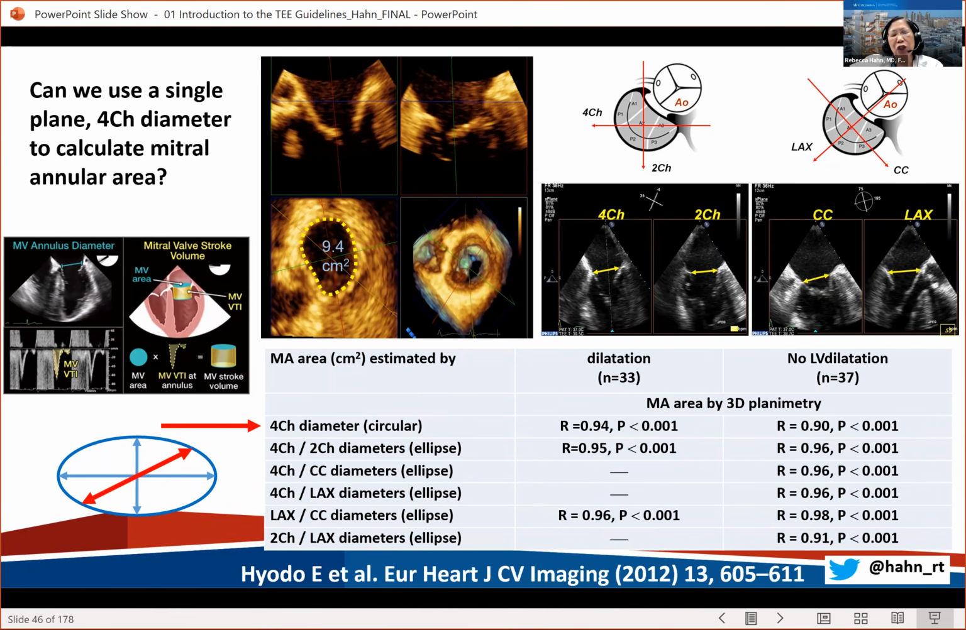And this was the validation by Aichi Hyodo so many years ago now, and was advocated by Dr. Quinones many, many years before this. But it works. So it's a single dimension, an on-axis 4-chamber. Otherwise, we love to just planimeter the 3D annular area. I think that's our favorite.